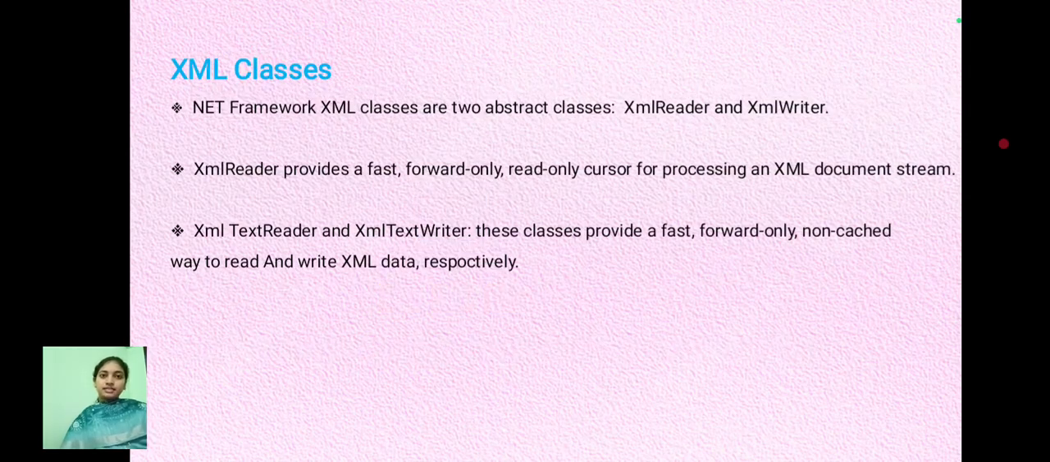XML classes. .NET Framework XML classes include two abstract classes, XmlReader and XmlWriter. XmlReader provides a fast, forward-only, read-only cursor for processing an XML document stream. XmlTextReader and XmlTextWriter classes provide a fast, forward-only, non-cached way to read and write XML data respectively.